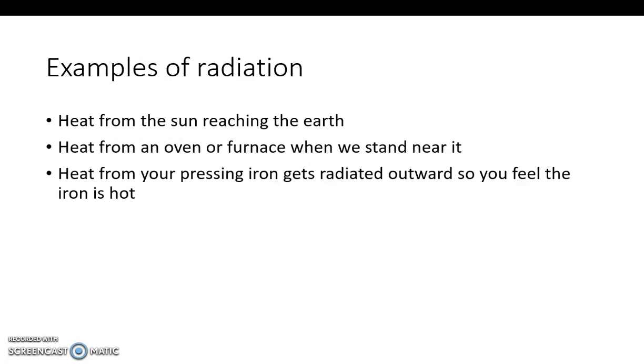Examples of radiation: heat from the sun reaching the earth, heat from an oven or furnace when we stand close to it, heat from our pressing iron gets radiated outward so you feel the iron is hot. Anytime you are close to any heat source, you feel the heat by radiation.